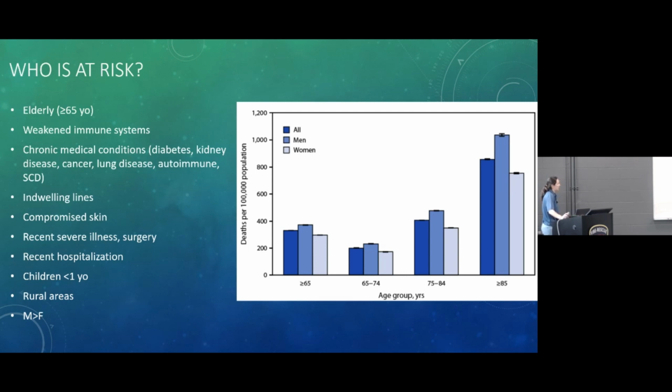People with weakened immune systems, including people who are on chemo, post-organ transplants, chronic steroid users, HIV/AIDS patients, they're definitely at risk. People with chronic medical conditions, including diabetes, kidney disease, cancer, lung disease, autoimmune conditions, and sickle cell patients. Indwelling lines, history of a PICC line, chronic Foleys, things like that. Compromised skin, people with ulcers, burns especially. Recent hospitalizations, recent severe illnesses, children less than 1.